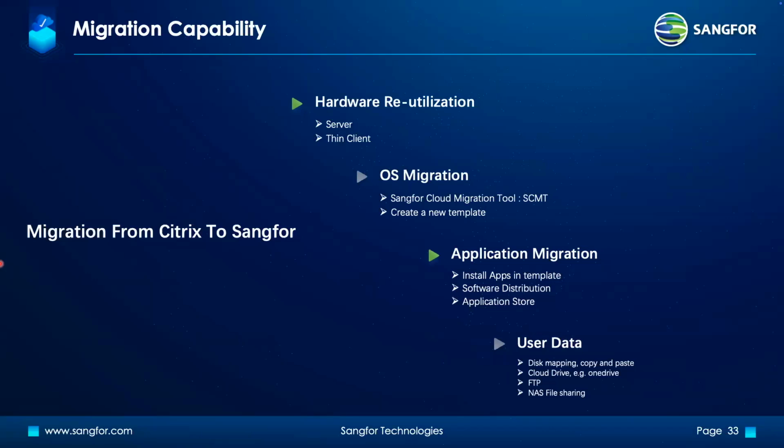If customers are concerned and asking you these questions, you can tell them the process. This is how the migration process is going to happen. The hardware can be reutilized, saving cost, right? Migration through the SCMT tool, application migration through the template itself, where all the applications are installed. User data, if you already have it saved centrally somewhere, we just have to create a policy in Sangfor VDI pointing to that location, and that's it. The same data access can be provided. Right, so this is how we have simplified the migration of the VDI environment from Citrix to Sangfor as well.